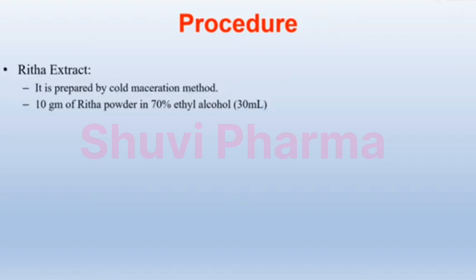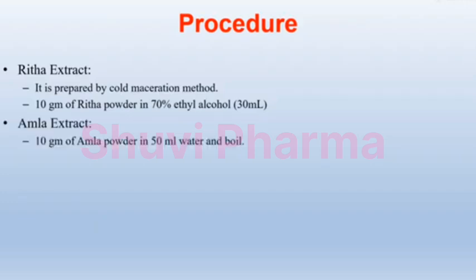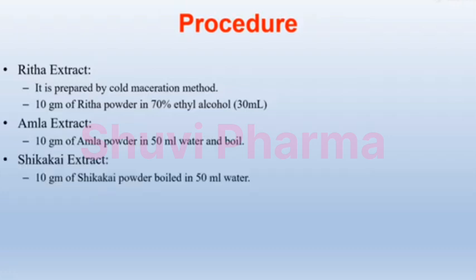For the formulation, the Reetha extract is prepared by cold maceration method. In that, 10 gram of Reetha powder is taken and added with 30 ml of 70% ethyl alcohol, and allowed to macerate. Then in case of amla extract, 10 gram of amla powder is taken with 50 ml of water and it is allowed to boil. Same case with shikakai extract, 10 gram of shikakai powder is taken and boiled with 50 ml of water.